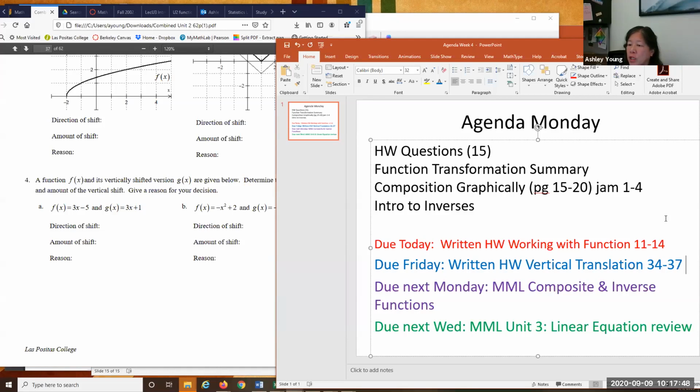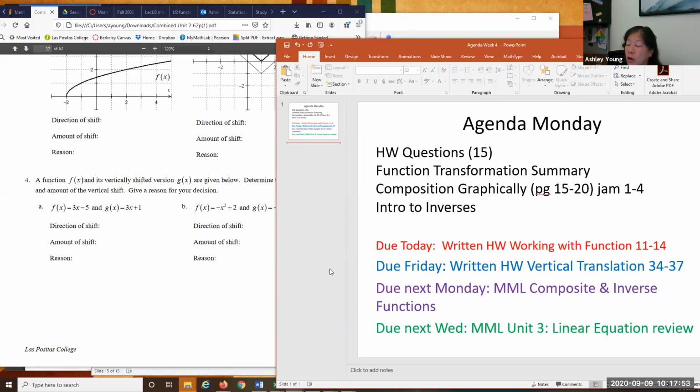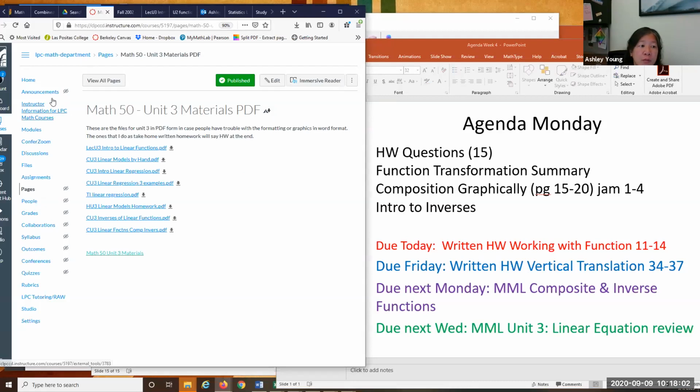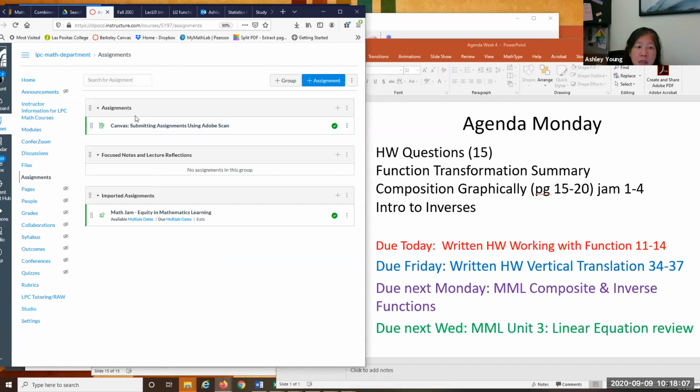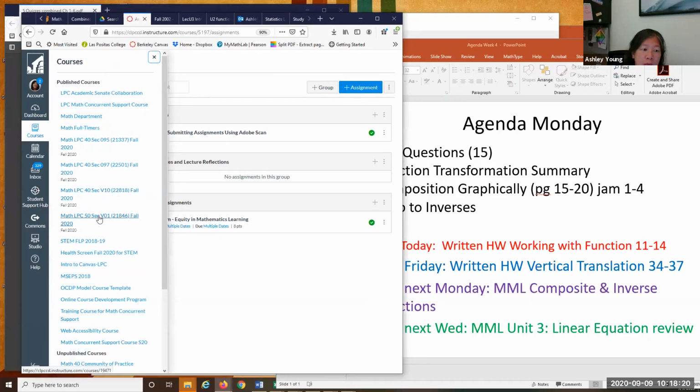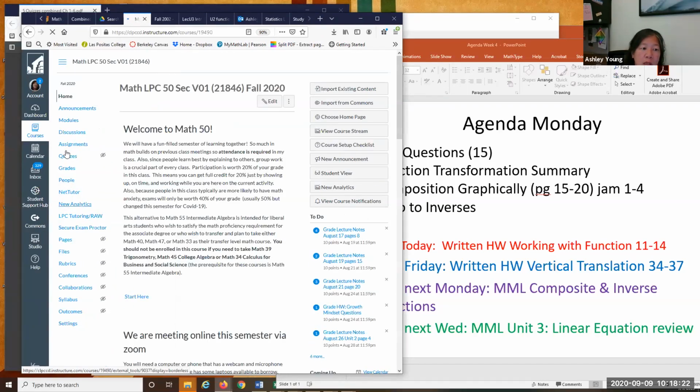Pages 11 through 14 you need to turn in today, under written homework. Don't turn it in under our attendance. That's not our attendance for today. This is the written homework that's due. So that'll be under assignments, under written homework. So if you go to Math 50, assignments. Oh, that's the math department. No wonder, it's the wrong course. It's not your course. Math 50, under assignments.